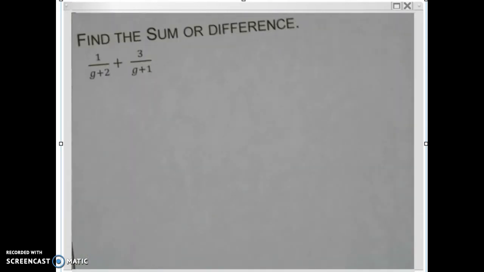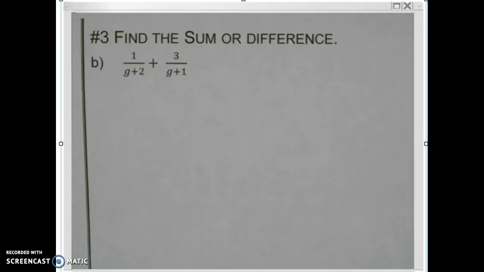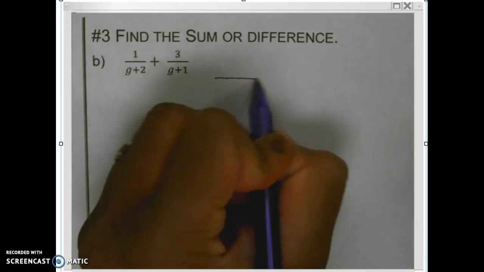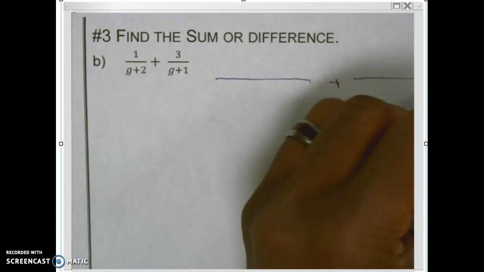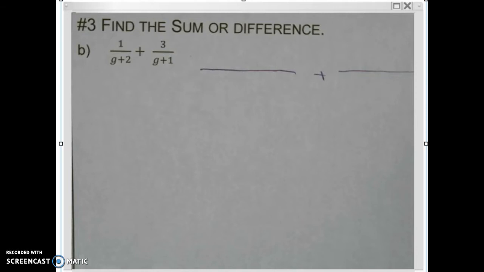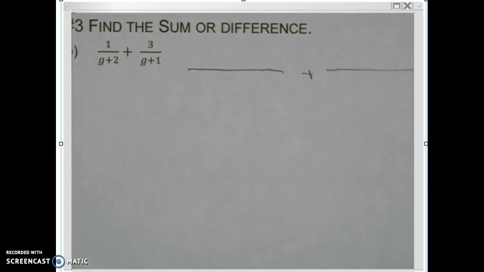All right, let's try another one just like the other one. Find the sum or difference for letter B. There it is. First thing I need to do, what? Find a common denominator. Notice how big I'm writing my fraction bar? I'm thinking ahead, guys. I'm looking at these two fractions, 1 over g plus 2 and 3 over g plus 1, and I'm realizing they don't really have anything in common.